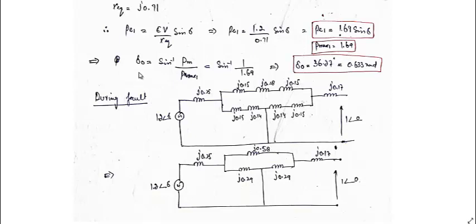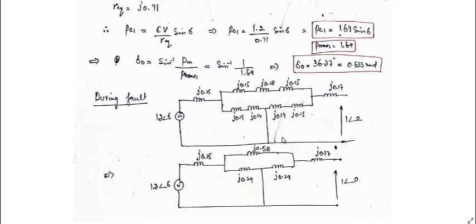Here first we'll calculate delta naught. Delta naught will be equal to sine inverse of PM by P max 1, which is sine inverse of 1 divided by 1.69, because PM here is equal to 1. It is delivering 1.0 per unit at the start. It comes out to be 36.27 degrees, which is equal to 0.633 radians. We require this sometimes in degrees and sometimes in radians. I will let you know where it is used in degrees and where in radians.